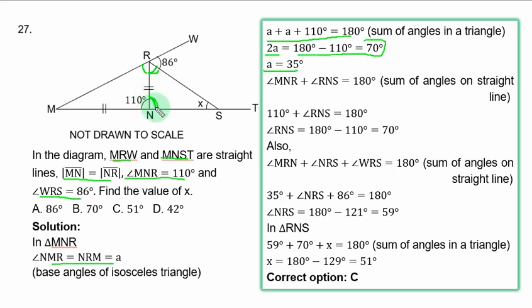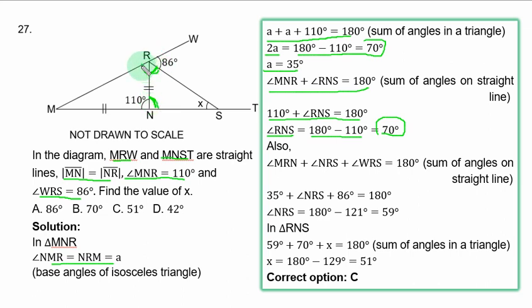So if you get this angle, you add 110 to this angle. The sum is 180. That is what you have here. So after collection of like terms, but before then, you have 110 degrees plus angle RNS equal to 180 degrees. So angle RNS is 180 degrees minus 110, and that is 70 degrees. So we know this angle. Now let's get this angle.